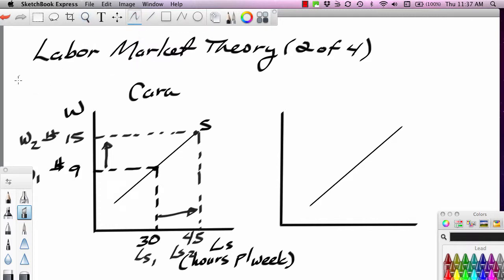An increase in wages leads to an increase in labor supply. This is the law of supply, but applied to a labor market, in this particular case to a particular worker within the labor market. Lower wages motivate Kara to work less per week.